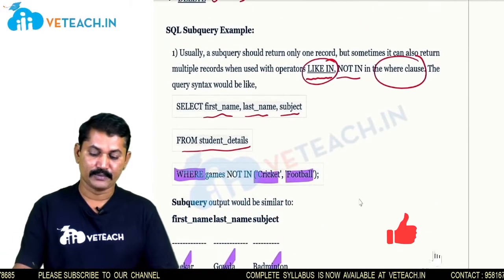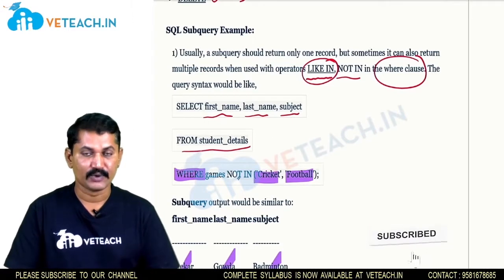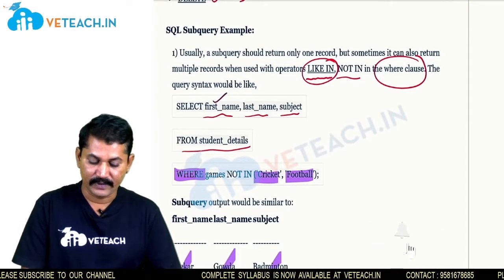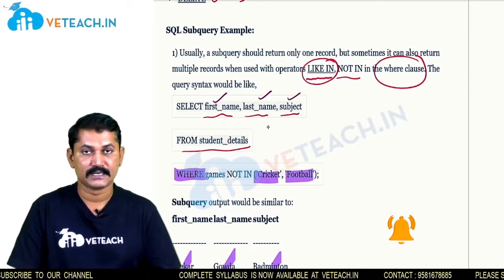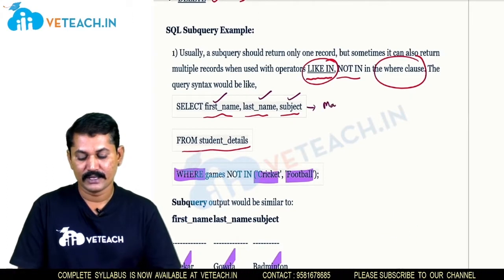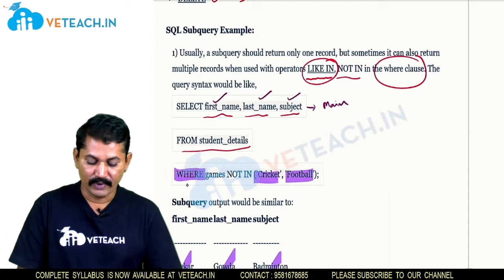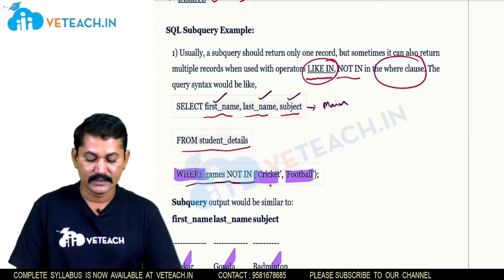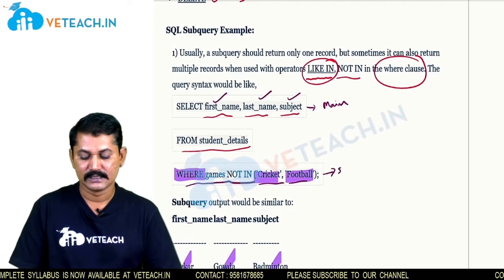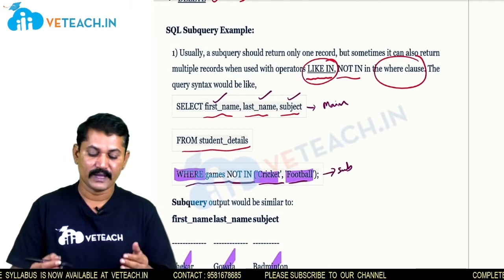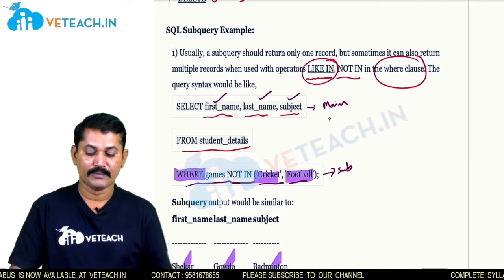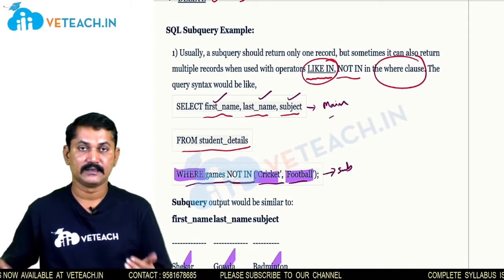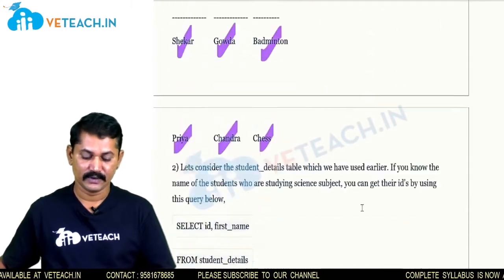Come back to the example. What are the main query and subquery here? Here, selecting the first name, last name, and subject is called the main query. And where games not in cricket and football, this is the subquery. That means we are writing the subquery in a main query. That is, we are doing nesting of queries.